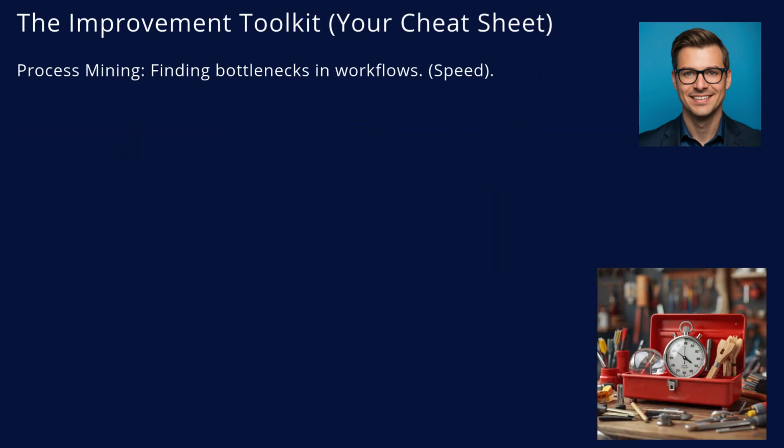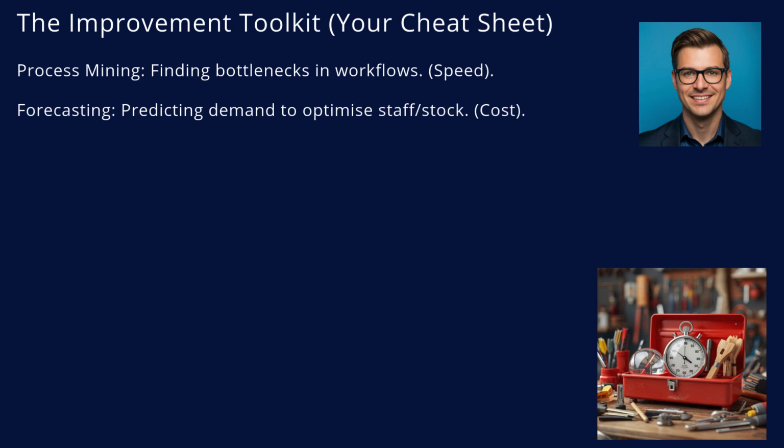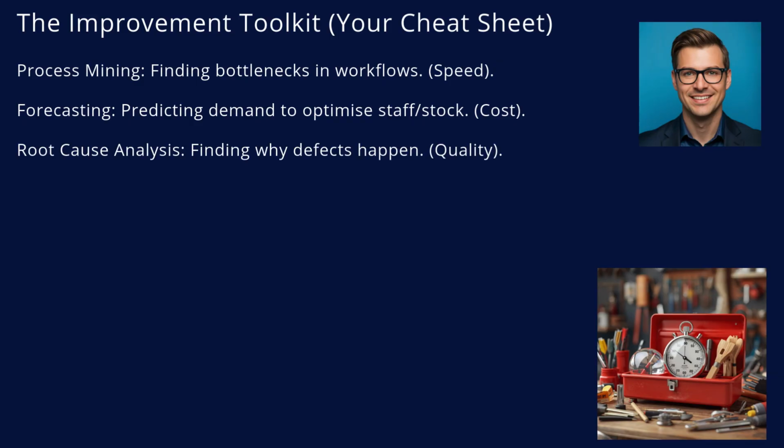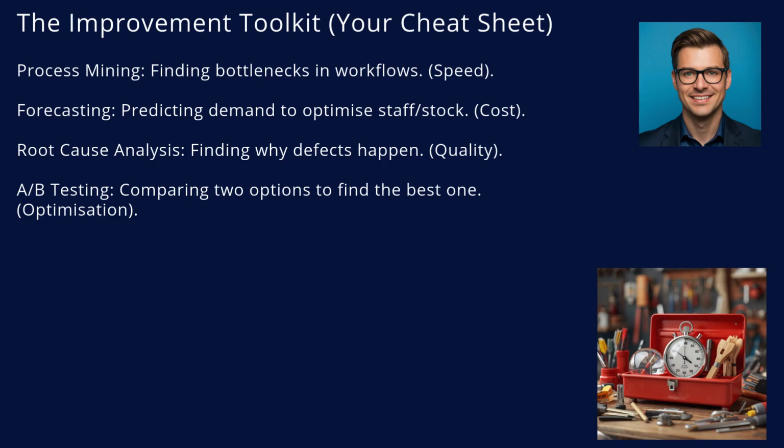Here is your cheat sheet. Process mining, use this to find bottlenecks and improve speed. Forecasting, use this to predict demand and optimize costs. Root cause analysis, use this to find why defects happen and improve quality. A/B testing, use this to compare options and optimize outputs.